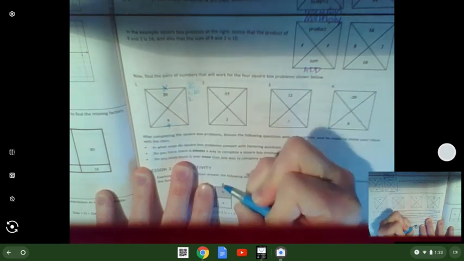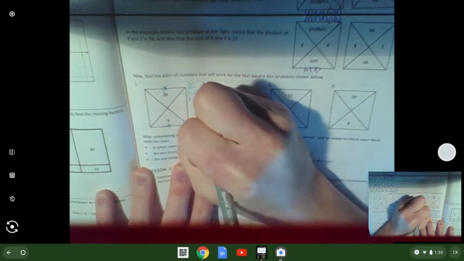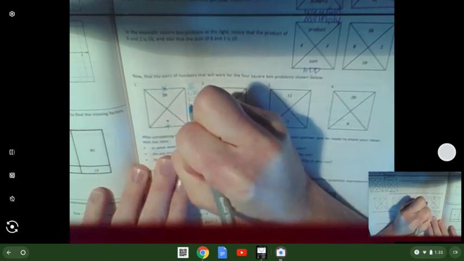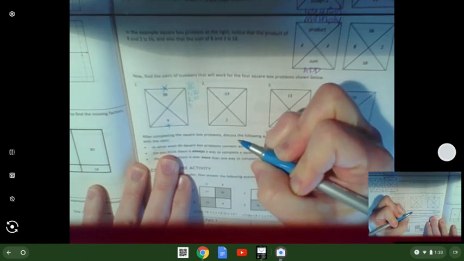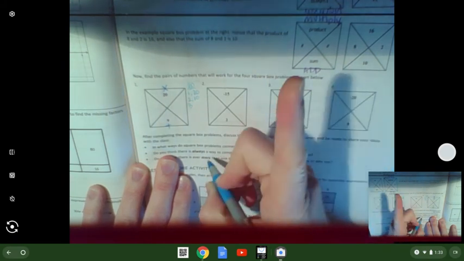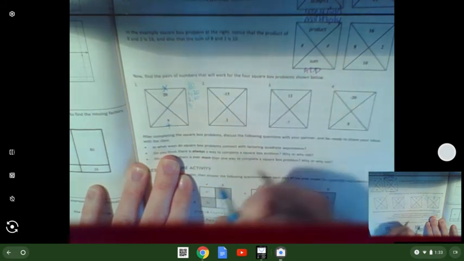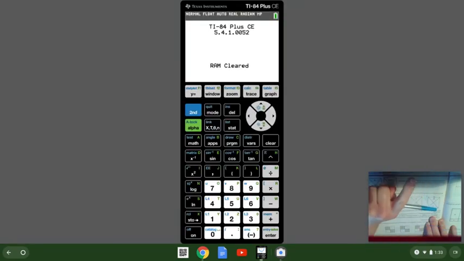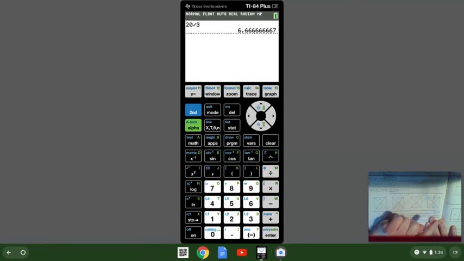2 times what gives me 20? Well, that's 2 times 10. I ask myself, 3 times what gives me 20? Now, if you're struggling with this one, then remember the reverse of multiplication is division. So if I'm struggling, I can always go to my calculator and say, okay, I need 3 times something to get 20. So I'm going to work backwards. 20 divided by 3 is what? Oh, decimals. We don't like decimals. So I'm going to cross out the 3 because 3 is not going to work.